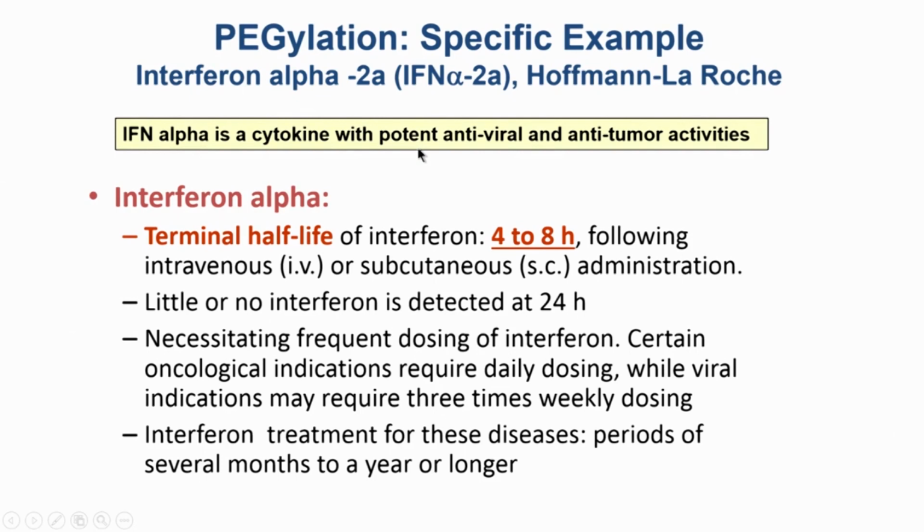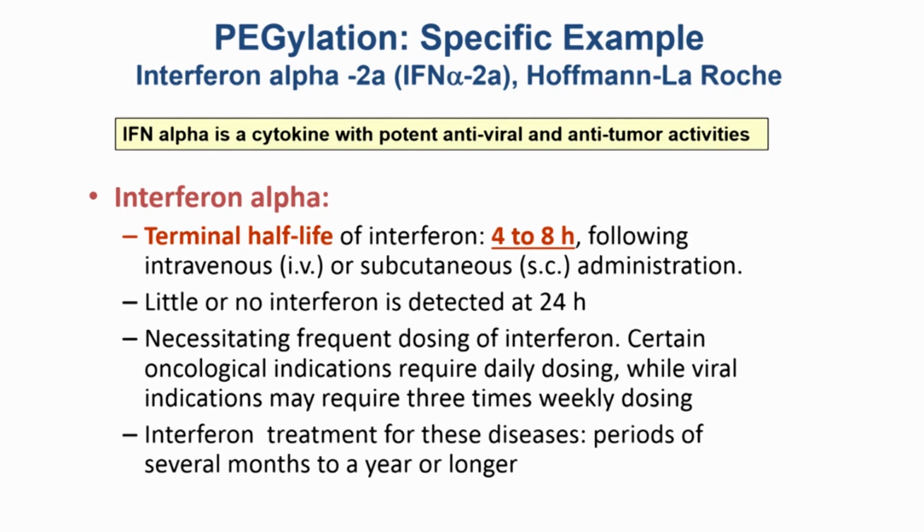So, let us take a specific example. We have interferon alpha. This is a drug which is a very potent cytokine, with antiviral and anti-tumor activities. However, when the drug is injected in the body, its half life is only about 4 to 8 hours once you give it intravenous or subcutaneous.